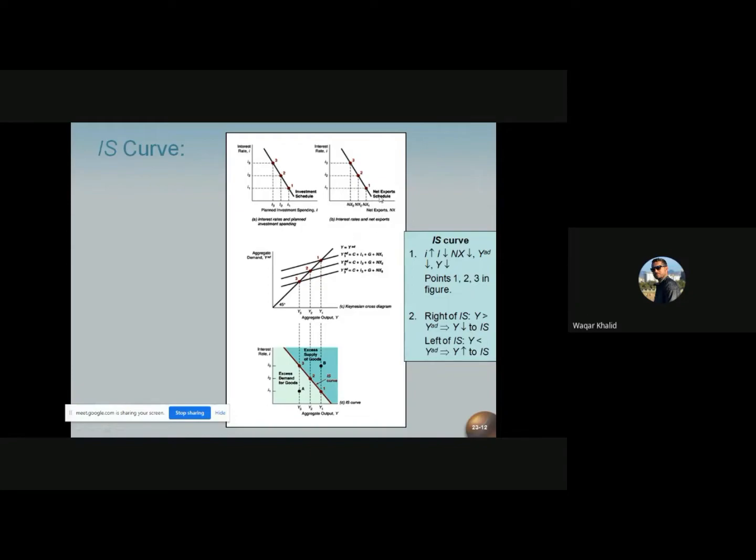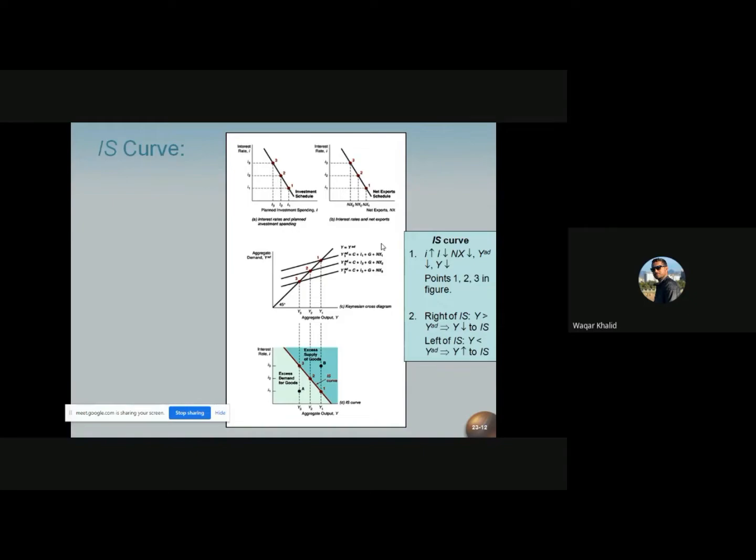Look at this panel B. On the vertical axis, we have the interest rate denoted by small i, and on the horizontal axis, we have net exports denoted by NX. When the interest rate was i1, the net exports was NX1, and we are here on point 1. But when the interest rate increases in the United States, it means the net exports decrease from NX1 to NX2. So we will move from point 1 to point 2 on the net export schedule.